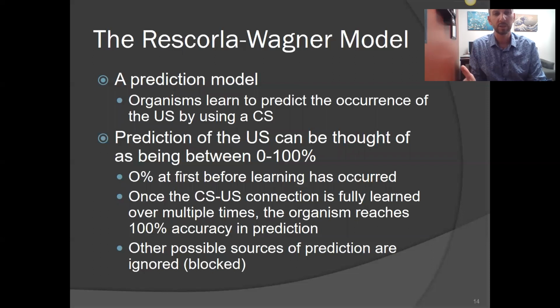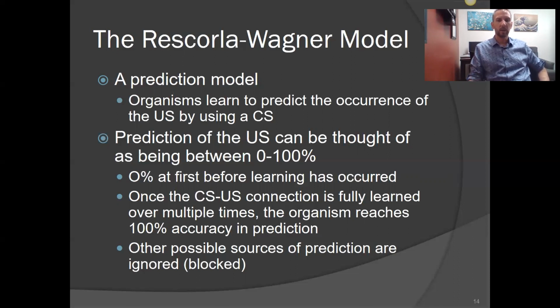And you could think of the prediction of the US as being 0 to 100%. So it's 0% at first. Okay, so if you present the CS, the noise, at first, there's no prediction of a shock coming, right? Well, the first time you do a noise and then a shock, the animal learns, and the next time around, maybe it's a 10%. There's a little bit of a response to the noise, and then you do it again and again and again and again.